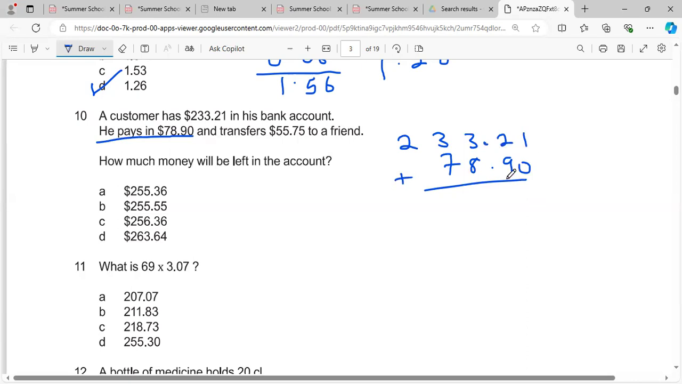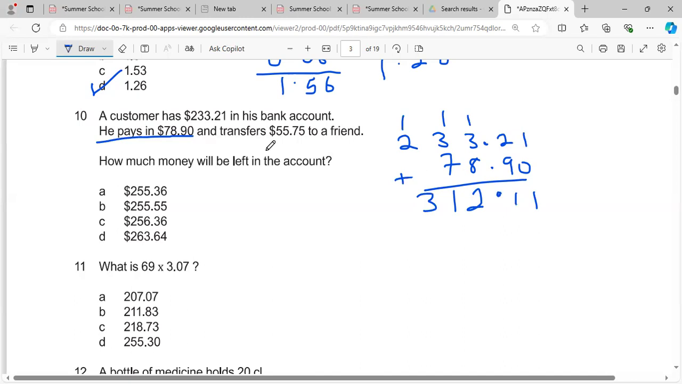So 0 plus 1 is 1. 9 plus 2, 11. Put a decimal point, very important. 8 and 3, 11. And 1, 12. 2 carry 1. 7 and 3, 10 and 1, 11. Carry 1.